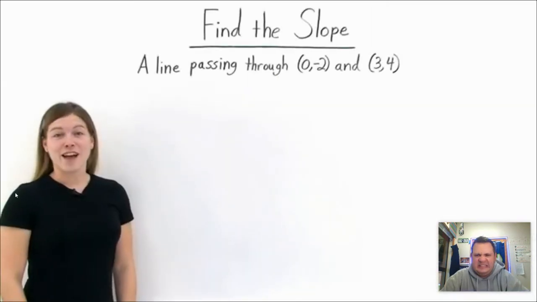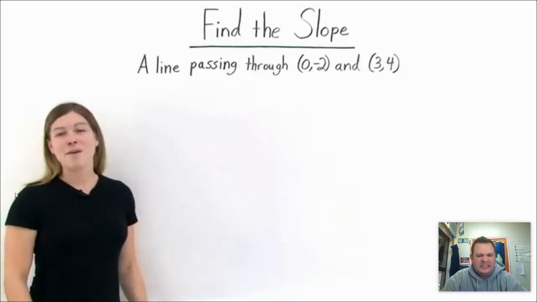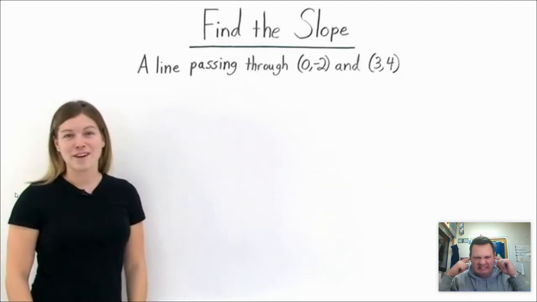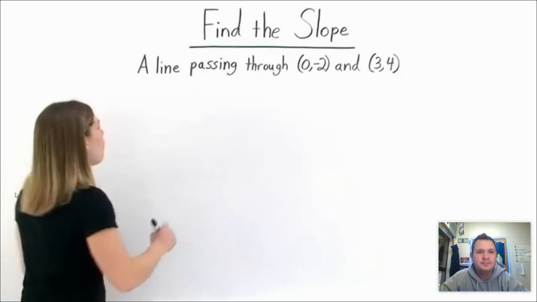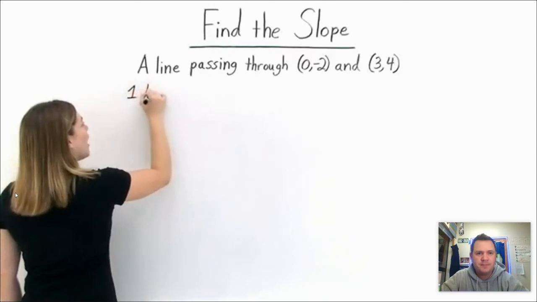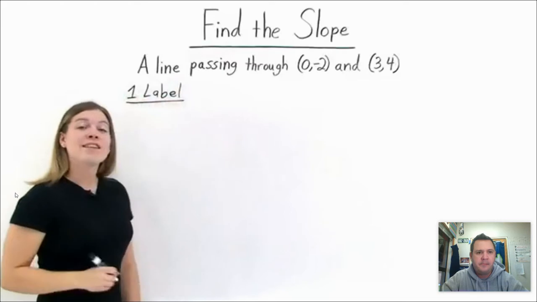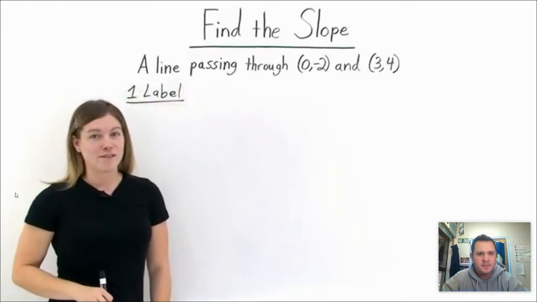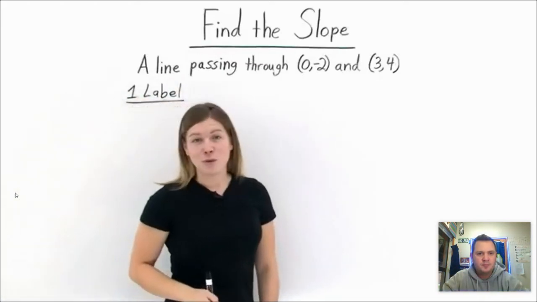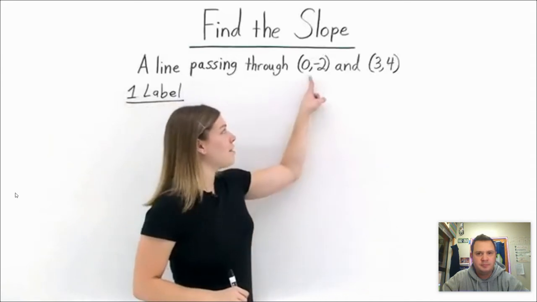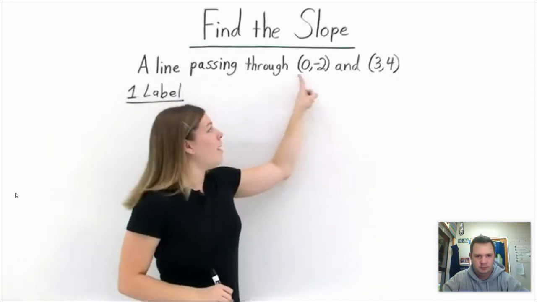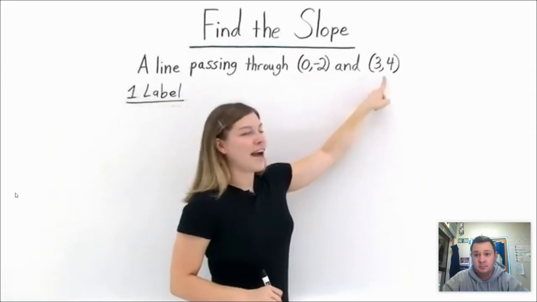Let's find the slope of the line that passes through the points (0, -2) and (3, 4). Well, if we're given 2 points and asked to find the slope of the line that passes through those points, the first thing we need to do is label the coordinates of each point. Remember, a point is an ordered pair, and it goes x, y. So we have an x and a y and an x and a y.